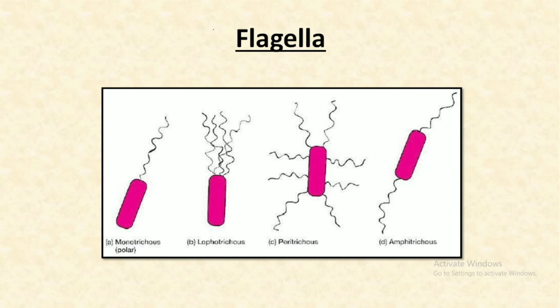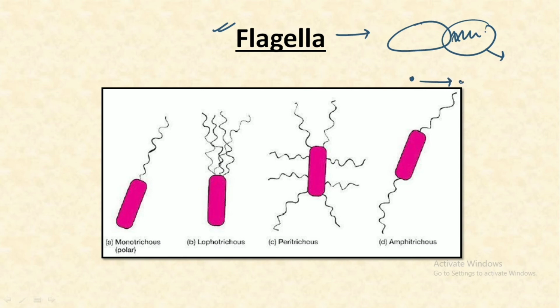The next important subtopic is about the flagella. So what are flagella? Flagella are structures present in the bacterial body which help in the movement of the bacteria from one place to the next place. Talking about the classes of flagella, we have 4 main classes. The first one is monotrichous, then we have lophotrichous, then peritrichous, and finally amphitrichous. In case of monotrichous, we have a single flagellum. Mono means one, and in case of lophotrichous, we have many flagella attached to one end of the bacteria.